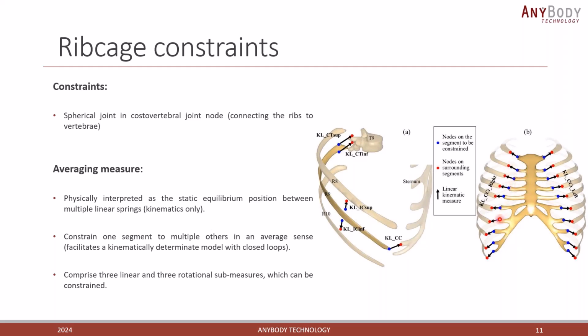The blue nodes here are the nodes on the costochondral region of the sternum, and then the red nodes are the relative nodes, the same relative nodes on the ribs. And then the black arrows are the linear measures between these two. So the averaging measure takes all these linear measures and makes an average of those, and then finds the position of the sternum, and it can constrain all the 6 degrees of freedom.